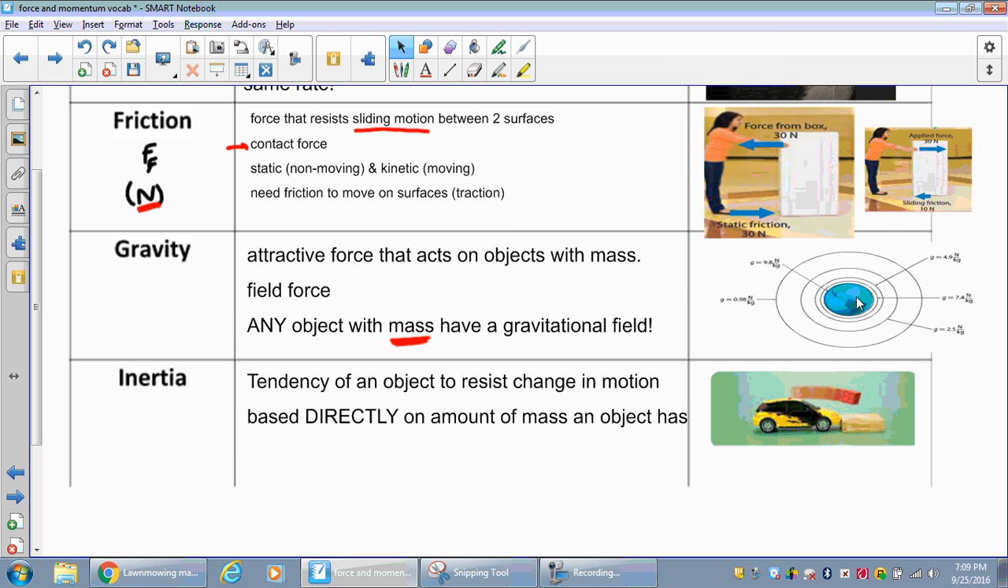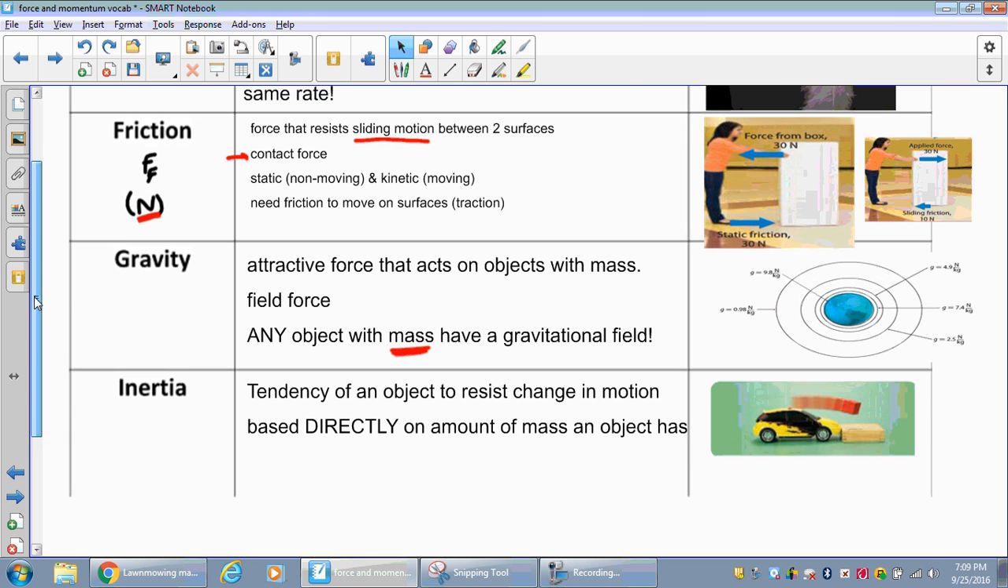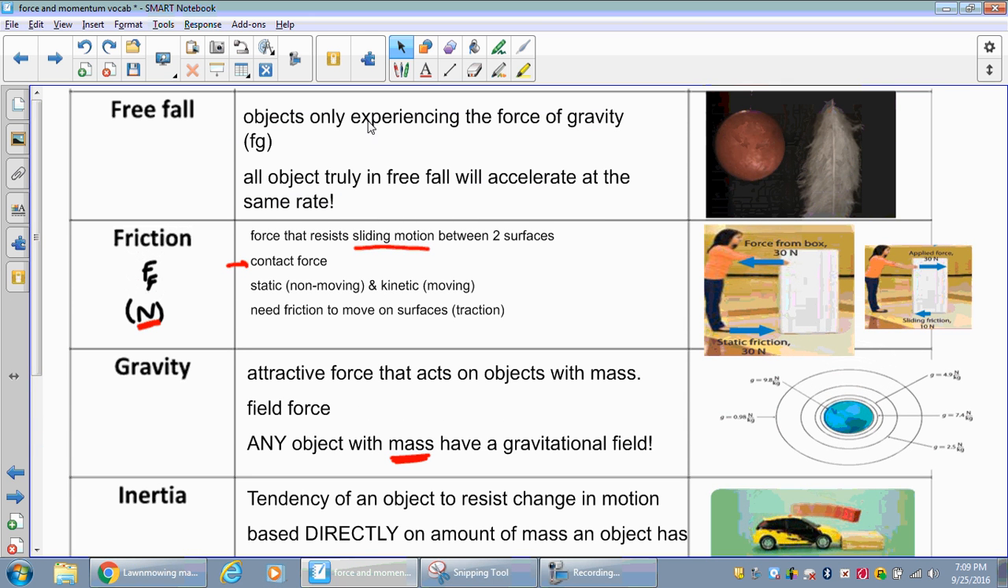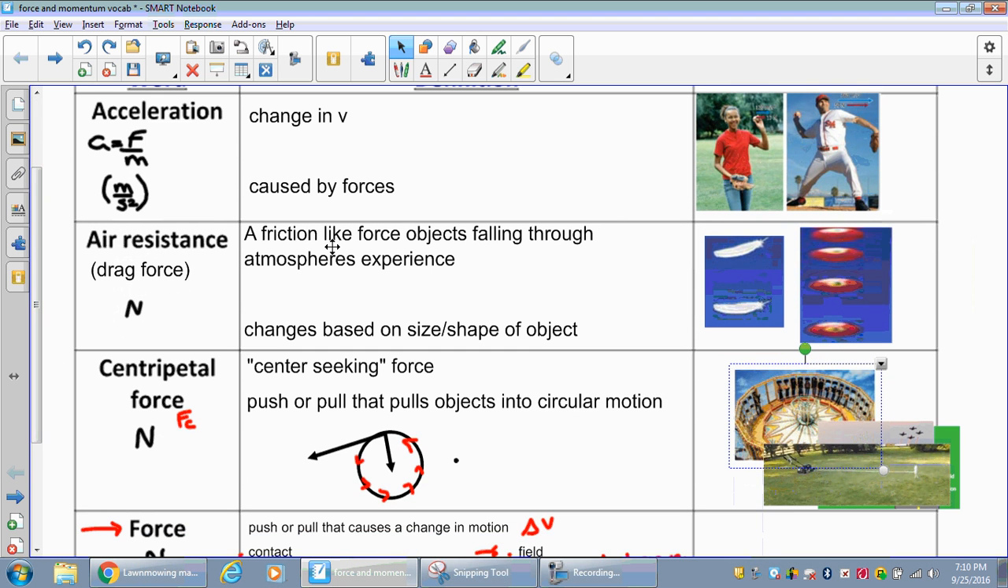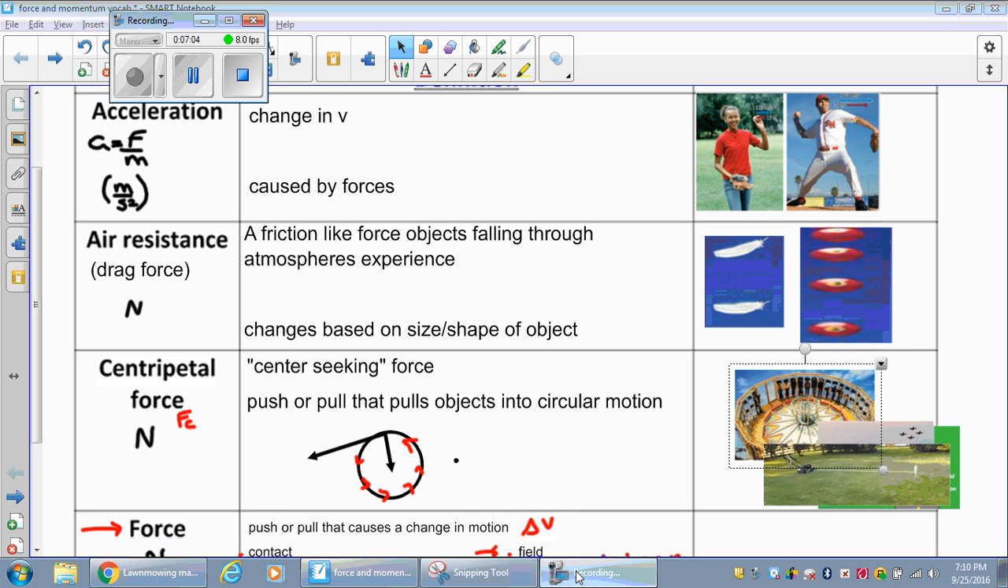Okay. Next, let's move on to air resistance. We talked about that with the airplane earlier. Objects only, that's free fall. All right, where is air resistance? Here we go. Air resistance is a friction-like force that objects falling through atmospheres experience, right? It's also called drag force. This is a force that's measured in newtons. It changes based on the size and shape of an object.